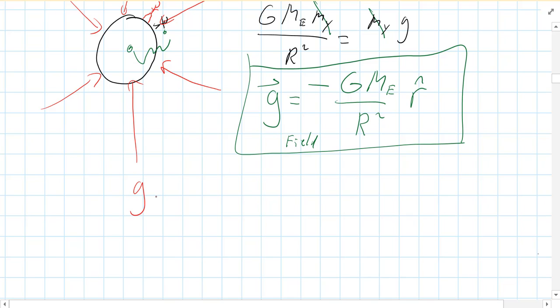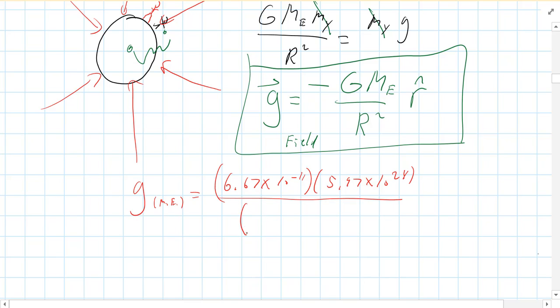So little g at the top of Mount Everest would be 6.67 times 10 to the negative 11th. The mass of the Earth is approximately 5.97 times 10 to the 24th kilograms over, now here's where you have to do some work here. You have to take the radius of the Earth, which is 6.38 times 10 to the 6 meters, plus the height of Mount Everest above the Earth's surface, which is approximately, again, 8,848 meters. And then we square that. If you plug all that into your calculator, you get about 9.76 meters per second per second.